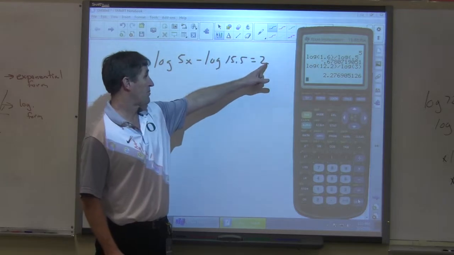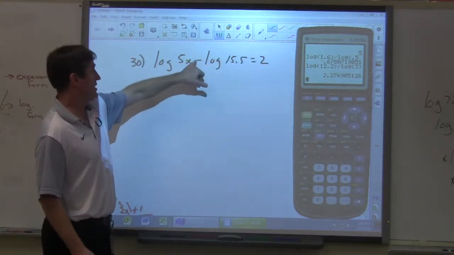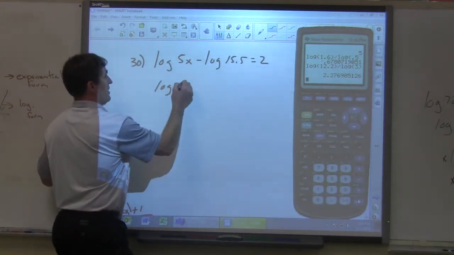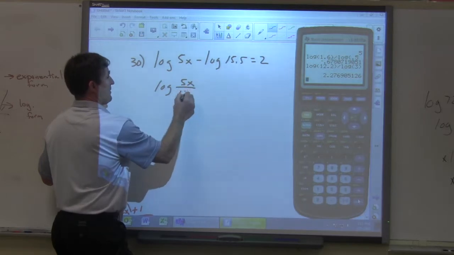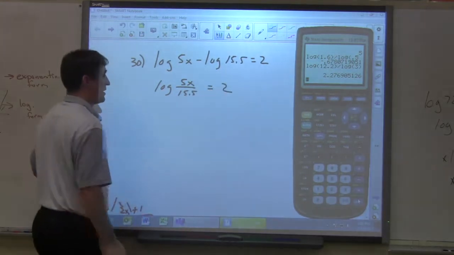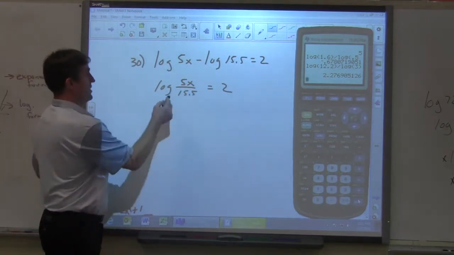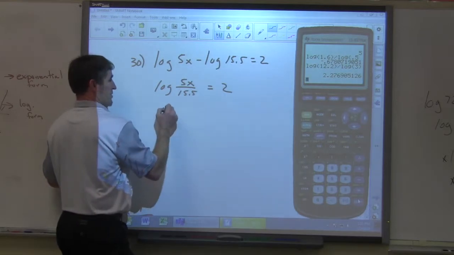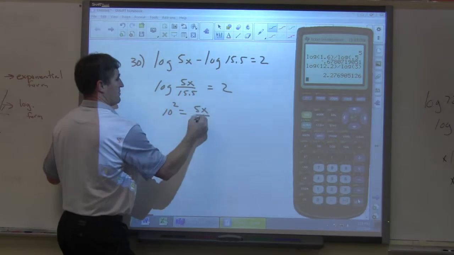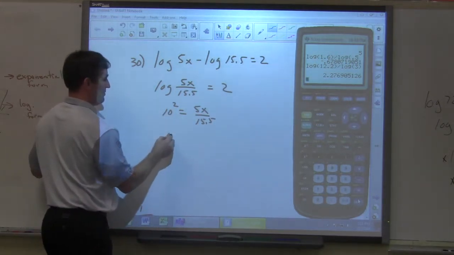Remember, this is our exponent. So now we have to get rid of the logarithms. With 2, if it's subtraction, remember subtraction becomes division. So it becomes log 5x divided by 15.5 equals 2. Now you could go ahead and change that to decimal, but I'm just going to leave it right there right now. Switch it to exponential form. So that would be base 10 squared equals 10 squared is 100.